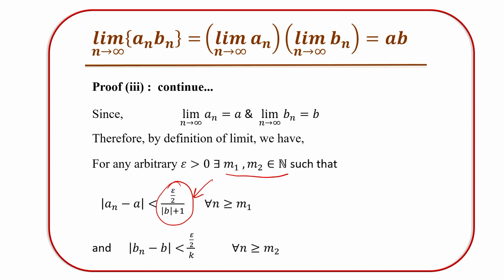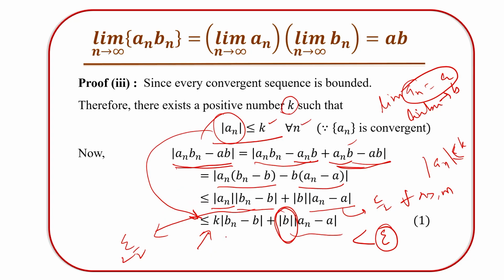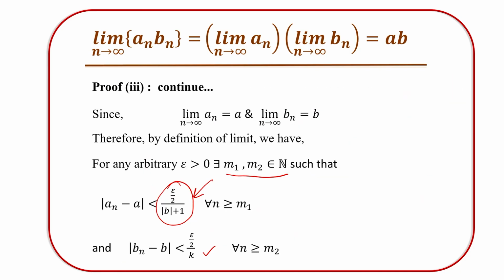You can take anything. It doesn't matter at all, because these epsilons are arbitrary. So multiplying or dividing by some constant does not affect anything. And for Bn minus B, taking epsilon by 2 by k. Now you can see here, for modulus Bn minus B, if I take epsilon by 2 by k, the k divided by k cancels out, and the whole term comes out to be epsilon by 2. Similarly here, if I take epsilon by 2 divided by modulus B plus 1, the whole term is less than epsilon by 2, and that is what our idea is, right?